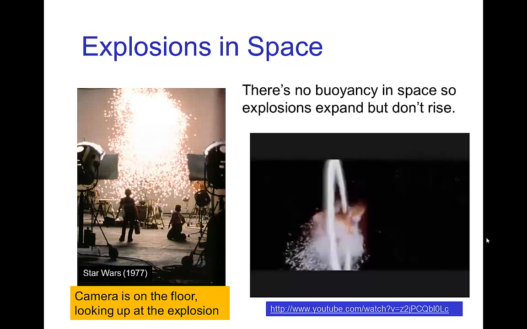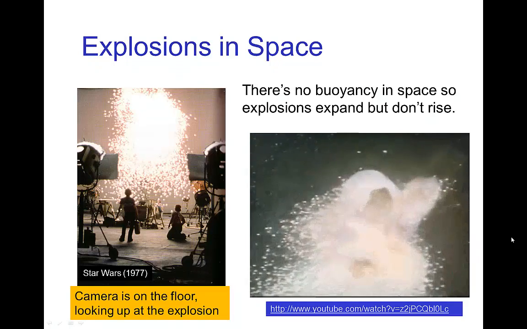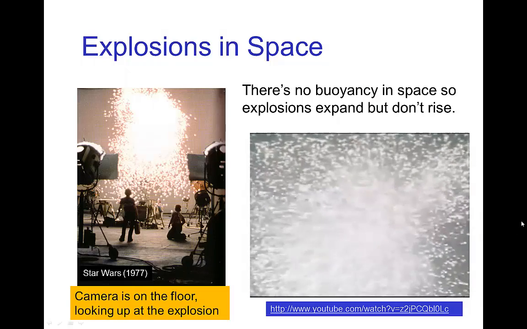You typically don't want to put the camera on the ceiling looking down at the explosion because there's often a plume of smoke which is coming up. So in order to avoid looking at the smoke, you put the camera on the floor. And this is how the original Star Wars Death Star explosion was filmed.